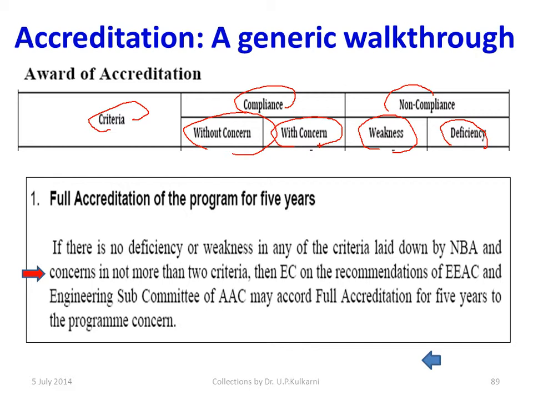There are three accreditation tags given for any institution. First one is full accreditation of the program for 5 years. If there is no deficiency or weakness in any of the criteria laid down by the NBA and concern is not in more than two criteria, in that case it is the full accreditation of the program for 5 years.